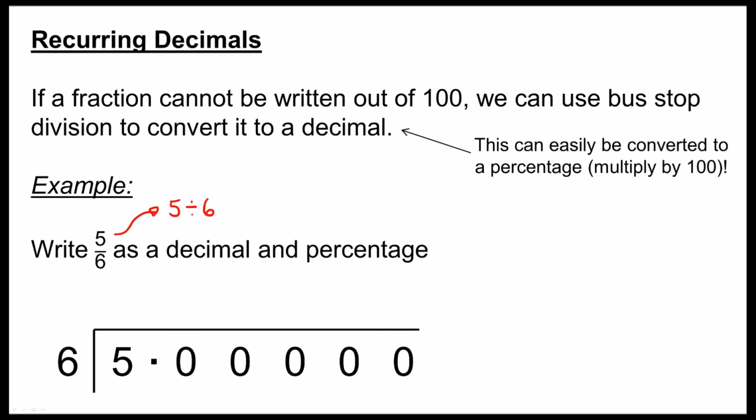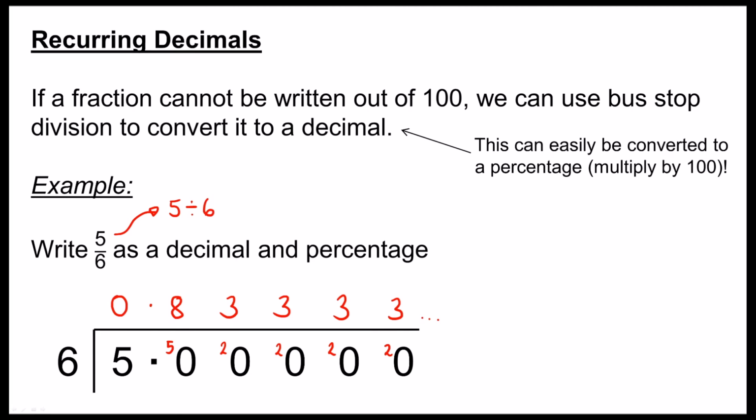I know that 5 divided by 6 is 0 remainder 5. 50 divided by 6 is 8 remainder 2. 20 divided by 6 is 3 remainder 2. 20 divided by 6 again would be 3 remainder 2, and you can see how this part starts to repeat. So we get 3 remainder 2 again, and so on. We need to make sure we put our decimal point in line, so my answer is 0.83 recurring.